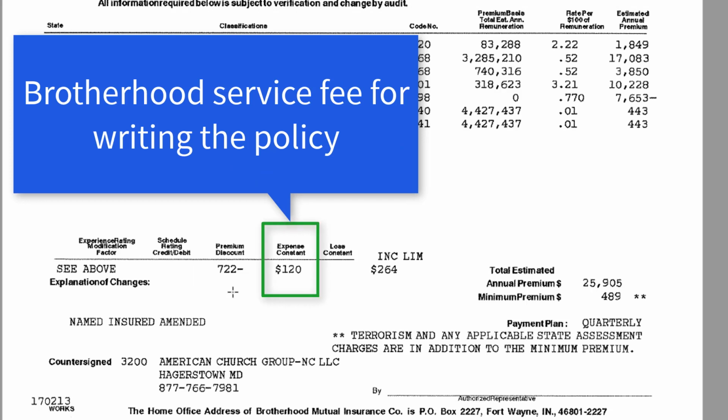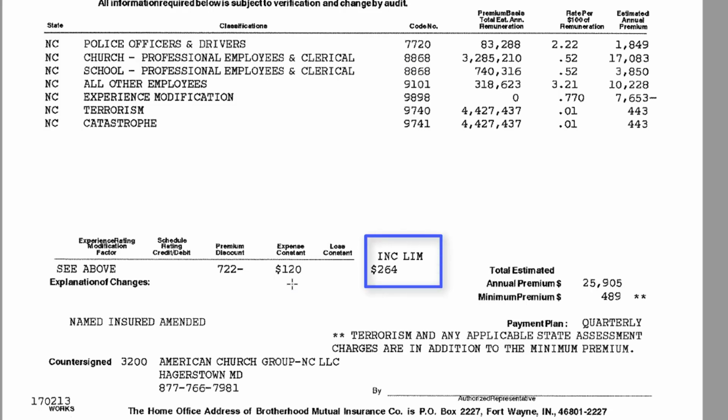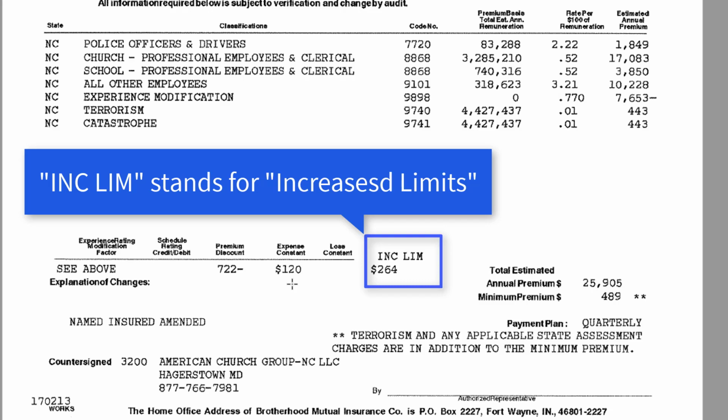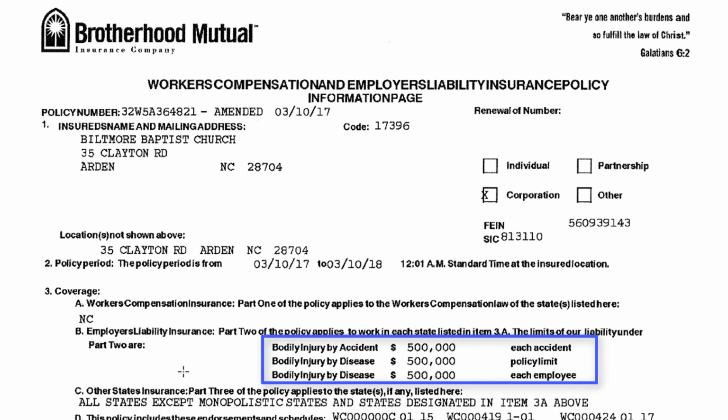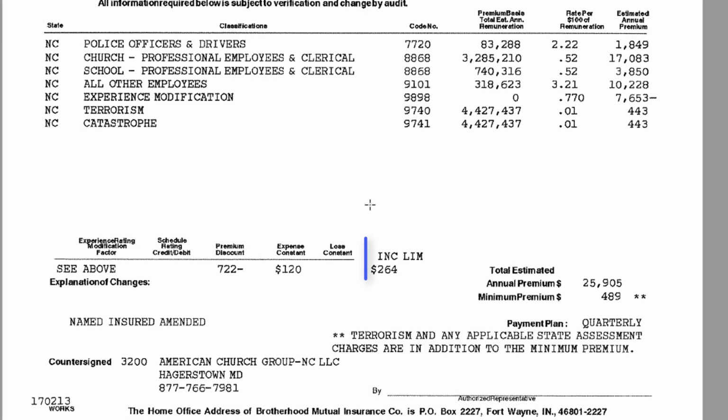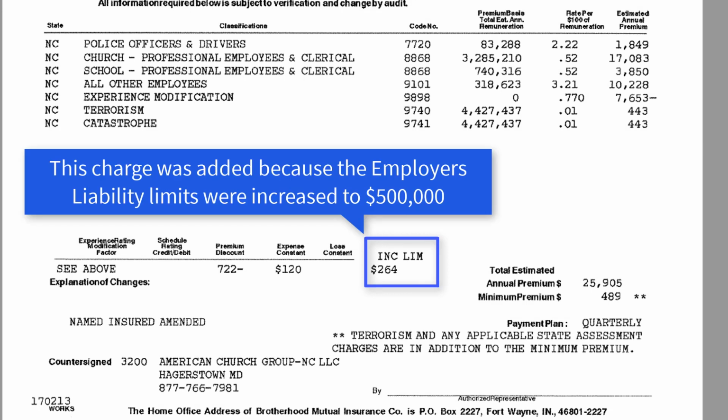The expense constant, the $120, is the cost for writing the policy with Brotherhood. Two columns over, it says INCLIM. It stands for increased limits. And the increased limits refers back to those limits on the employer's liability, the $500,000. And they have an additional charge of $264 because they increased those limits from the 100, 500, 100 to 500 straight across. If it had gone all the way to $1 million, the increased limit charge would be even higher.